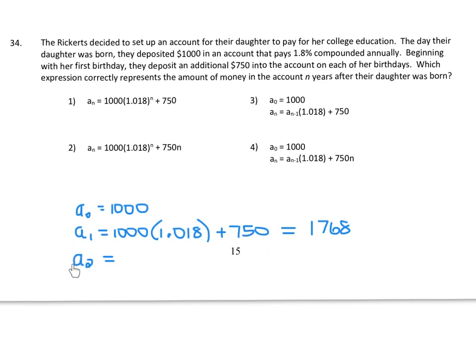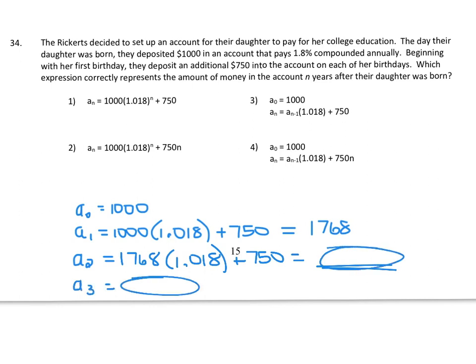Now, for her second birthday, we're basically going to take what was in her account and, again, multiply that by the interest it had collected throughout the year, and then they're adding on another $750. And whatever we get, that is. So this process is going to continue. To find the third term, we're going to take whatever this previous answer is and multiply it by 1.018, because that's what it's growing at, and we're just going to add on $750. And that's just going to keep happening every year.